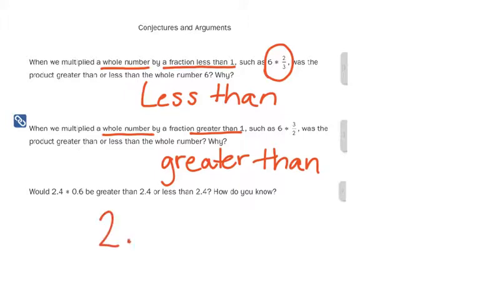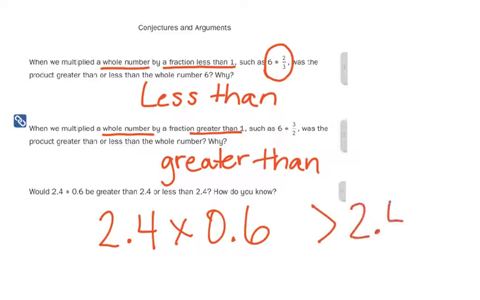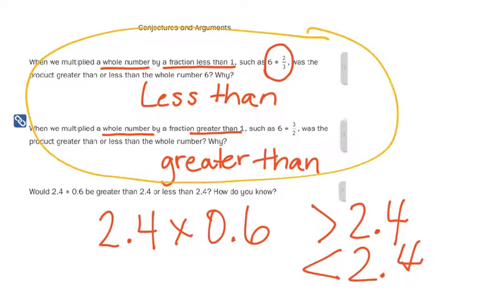So, would 2 and 4/10 times 6/10 be greater than 2 and 4/10 or less than 2 and 4/10? Use the information I just shared up here. This is a decimal, but it's still less than 1 whole, so our answer would be less than 2 and 4/10.